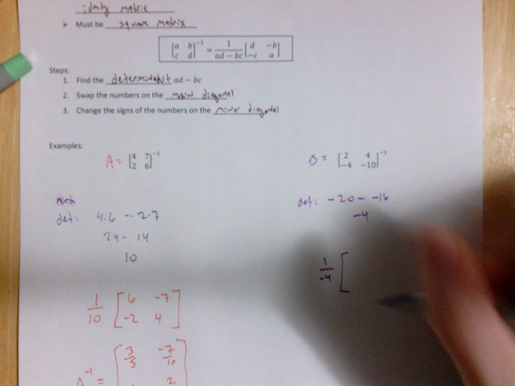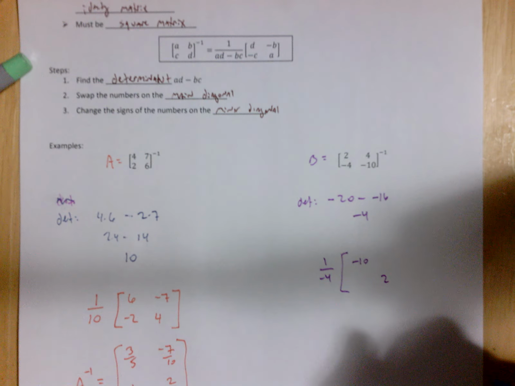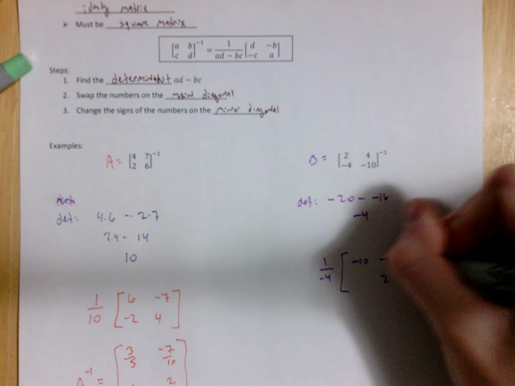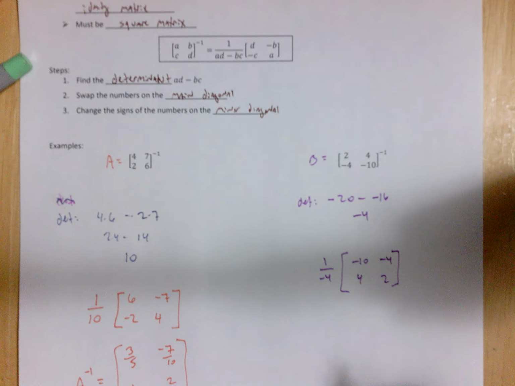So my inverse is 1 over -4, and then times, swap the two numbers on the main diagonal. So -10 and 2 goes there. And then change the signs of the other numbers. So this is going to become a -4. That's going to become a +4. You're not swapping those two. You're just changing the signs on them.